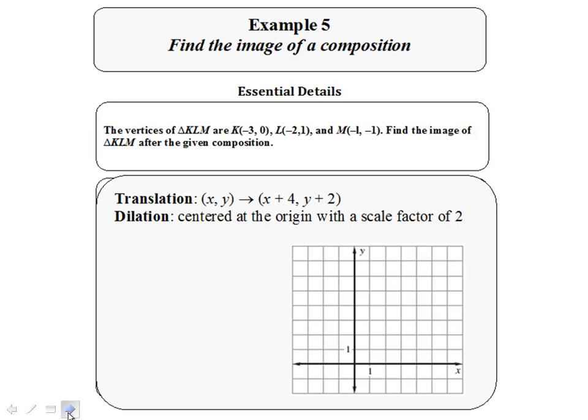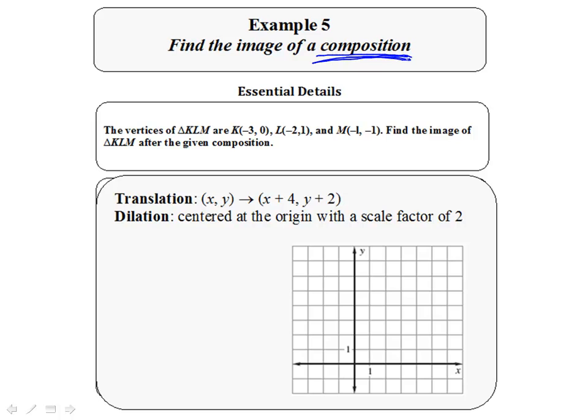Example 5, obviously I skipped a couple examples here. I cut out examples 2, 3, and 4. This one says find the image of a composition. So a composition is when you're putting things together. And we're going to talk about that in class a little bit more.